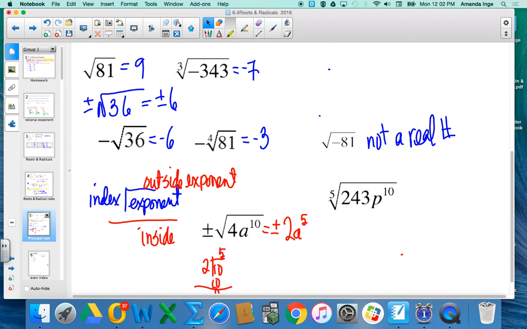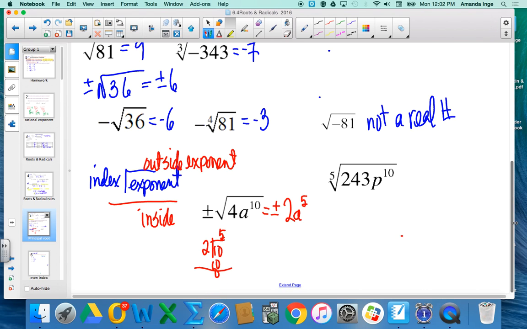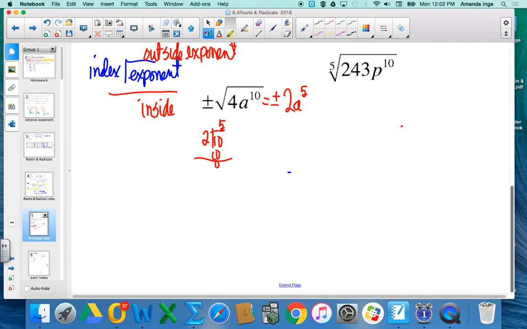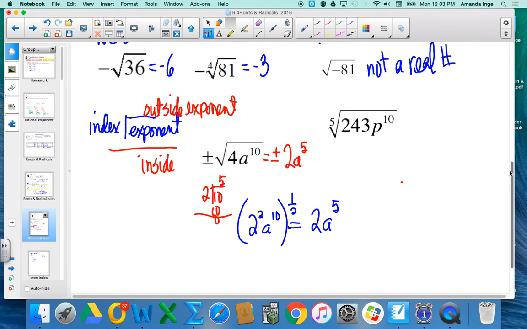So here, now maybe I'll work it another way as well. The other way to look at this is that's 2 squared a to the 10th, raised to the 1/2 power. The rule tells you to multiply your exponents. So what's 1/2 times 2? 1, and 1/2 times 10. Okay, everybody good?